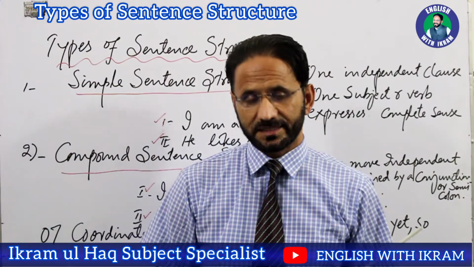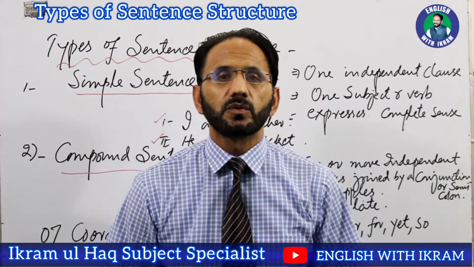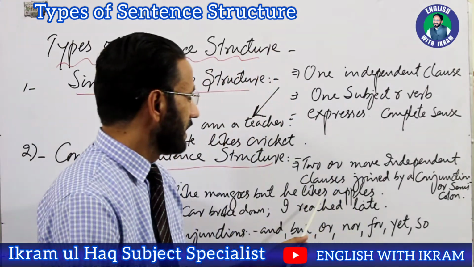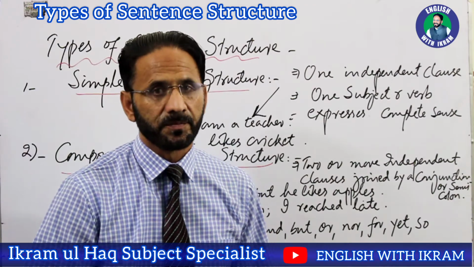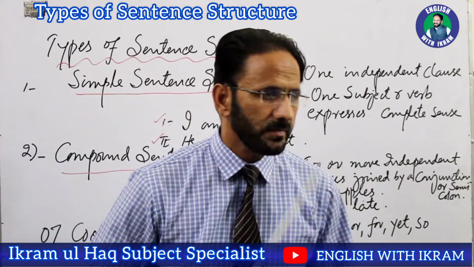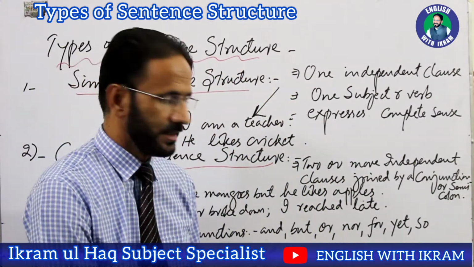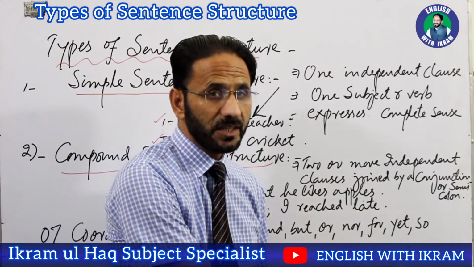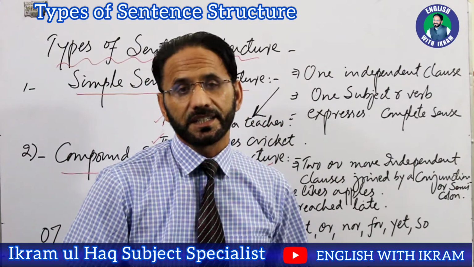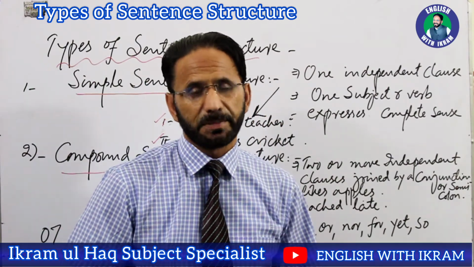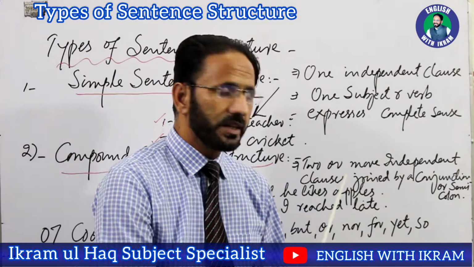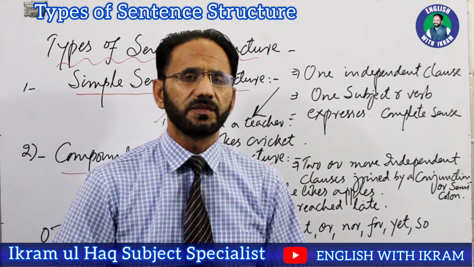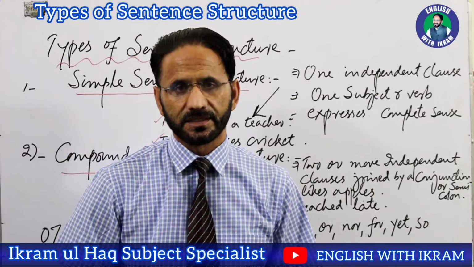So what is compound sentence structure? It is the combination of 2 or more than 2 independent clauses joined by either a conjunction or a semicolon. And here are some coordinating conjunctions: and, but, or, nor, for, yet and so. These are 7 coordinating conjunctions which normally join independent clauses. I have discussed coordinating conjunctions in one of my videos. Must watch that video for a clear concept of conjunctions.